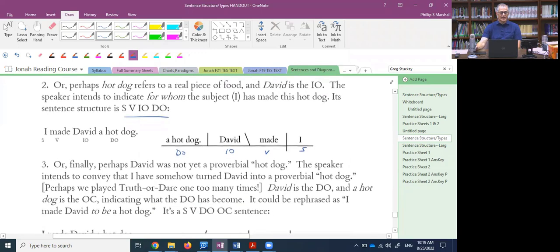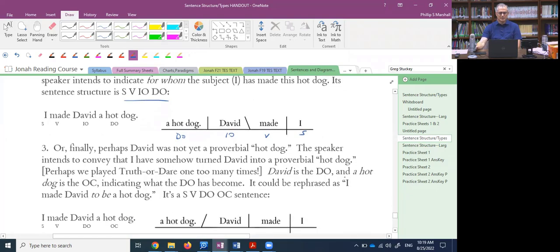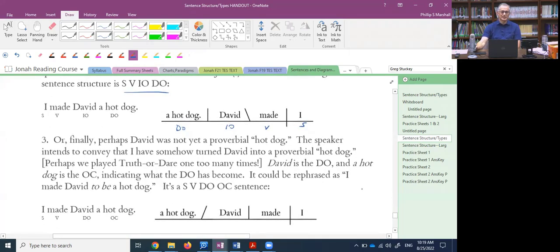And then the last is a direct object complement type of sentence, where David's not a proverbial hot dog yet, but the speaker intends to convey that I have somehow turned David into a proverbial hot dog. So maybe I kept telling him, hey, go do this trick, try this out. And after he keeps doing all these stupid things, he ends up becoming the proverbial hot dog out on the ski course or in the skateboard park.